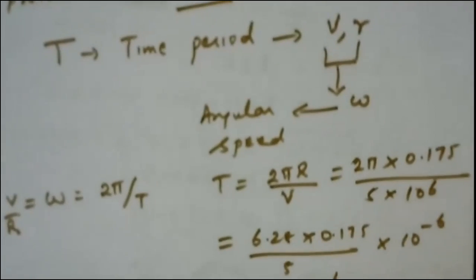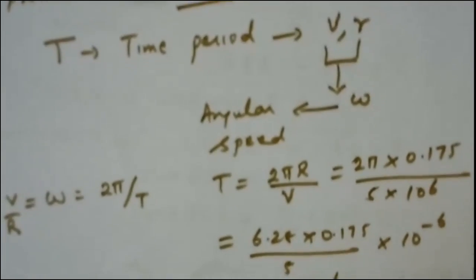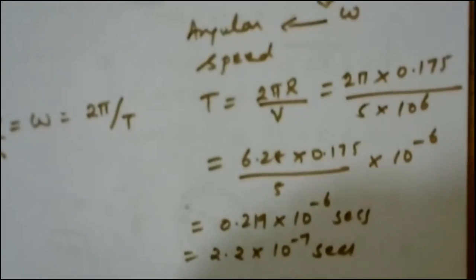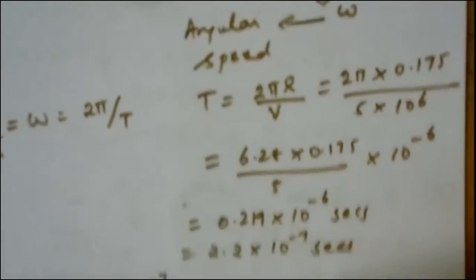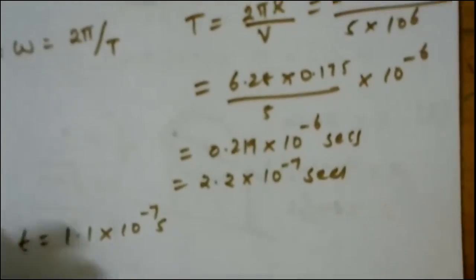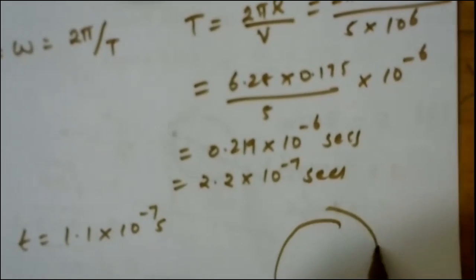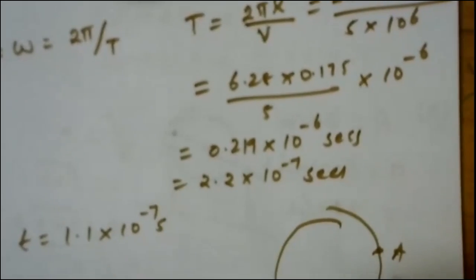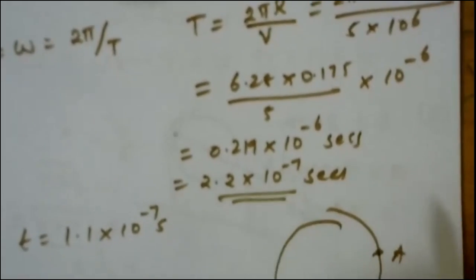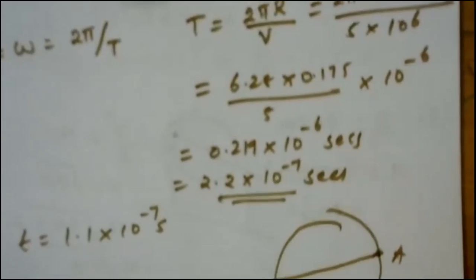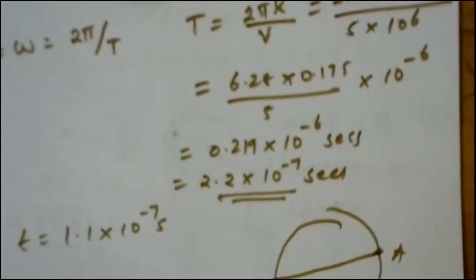Now I hope you would have got an idea. Where will the particle be at a time t equal to 1.1 into 10 to the power of minus 7 seconds? Can you guess where it will be? The total time taken by the particle to start from point A and reach one complete circle is this time. So divided by 2 will be 1.1. So it will be at the diametrically opposite end to its starting point, right?